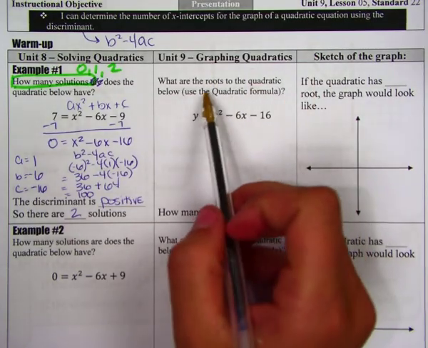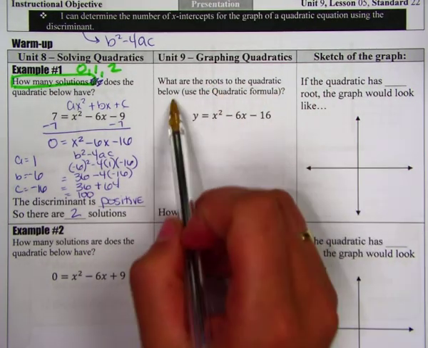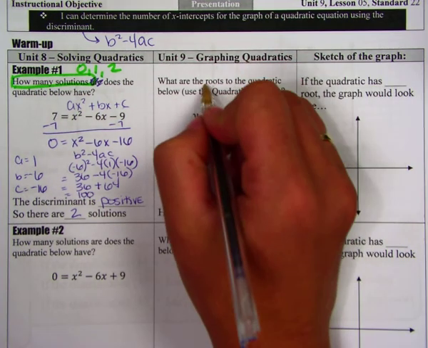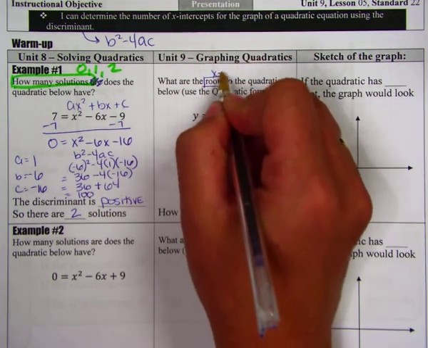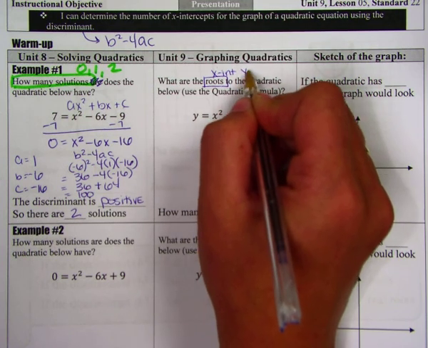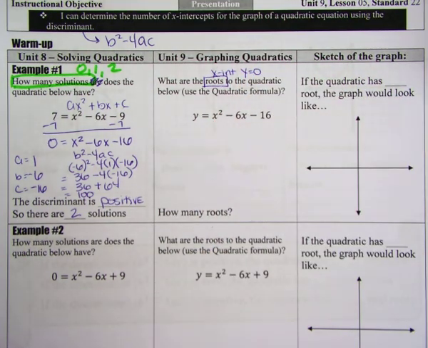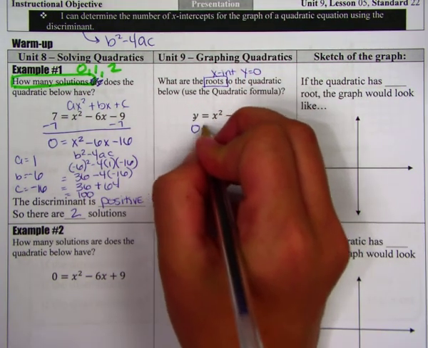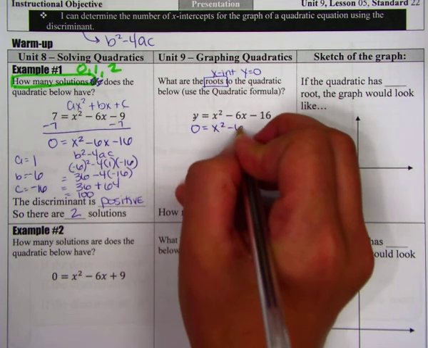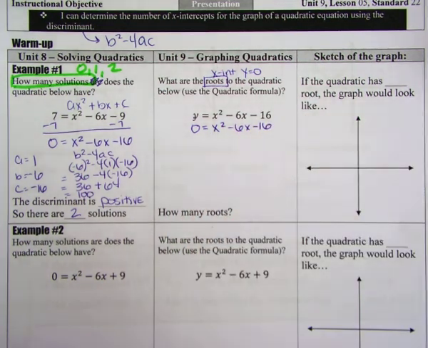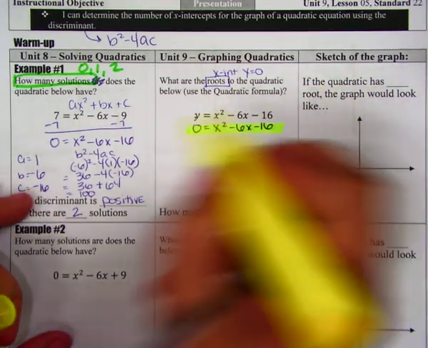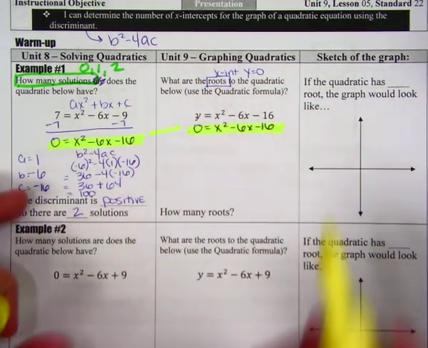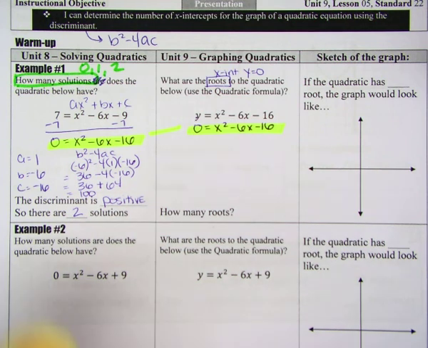Now, the question here is, what are the roots to the quadratic below? Remember, roots happen when there are x-intercepts, and they happen when y equals 0. So first thing we're going to do is substitute 0 in for y. Now, if you'll notice, this problem is exactly the same as this one. These are the same thing.